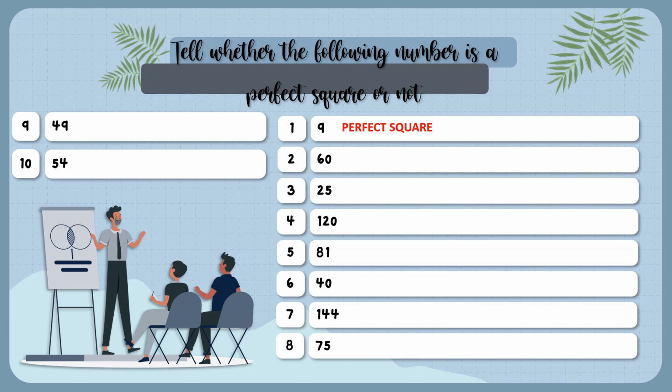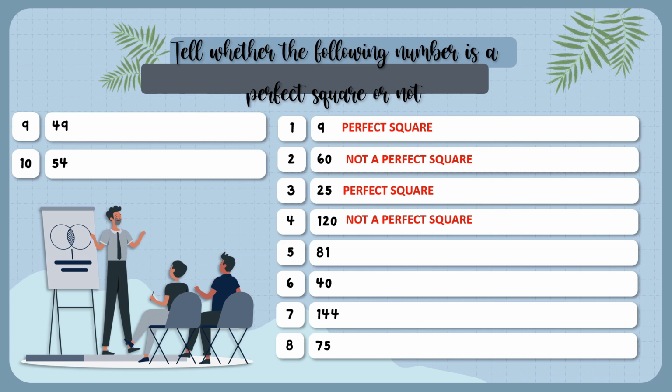Okay, now let's have number 2, 60. 60 is not a perfect square because there is no factor that can be multiplied to itself and the product is 60. So 60 is not a perfect square. 25 is a perfect square for number 3 because one of the factors of 25 is 5 times 5. And number 4, 120 is not a perfect square.